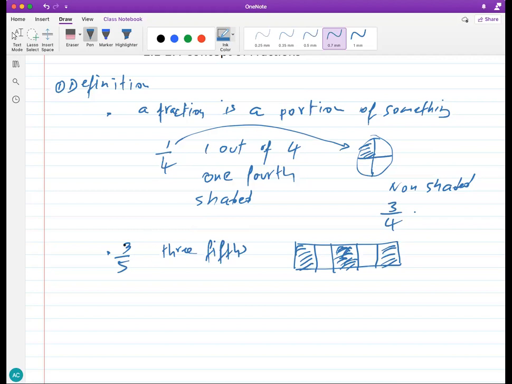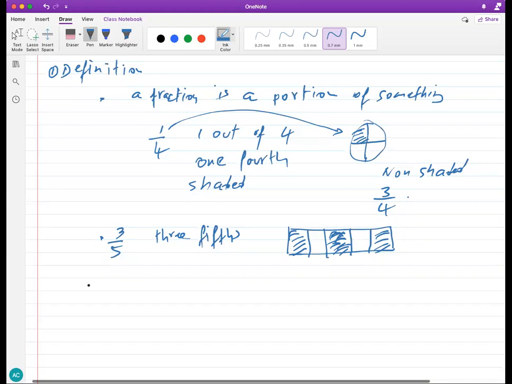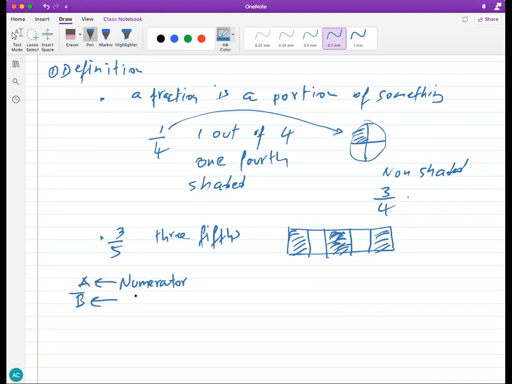So that's the idea of a fraction. A fraction has 2 sides, as you see. You have top and bottom, which have specific names. What do we call the top number of a fraction? The numerator. Very good. And the bottom is? The denominator. Exactly.